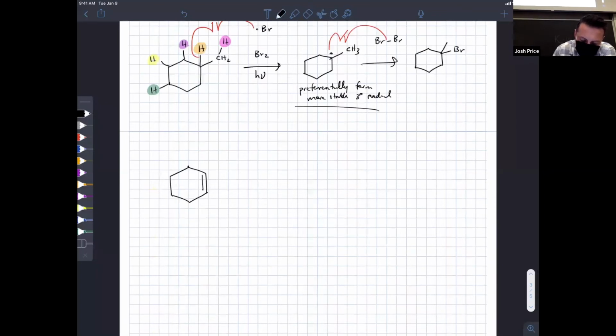Okay. Another part of radical selectivity, another way you can influence it is to react in a molecule with a double bond. The most stable radical here would be the resonance stabilized one, so that if you did radical bromination here, you would selectively remove the hydrogen, abstract the hydrogen that's on the allyl carbon, so that you could generate the resonance stabilized allyl radical.